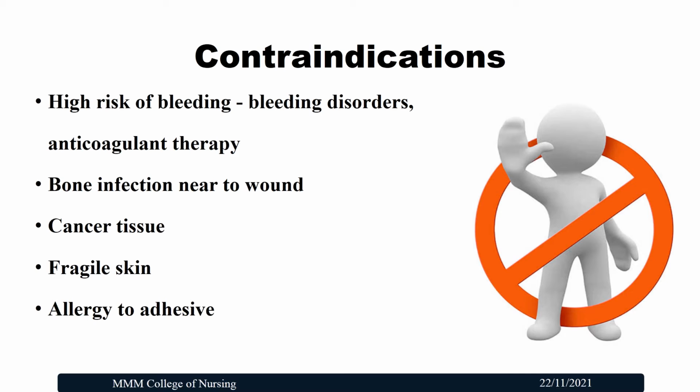Negative pressure wound therapy is not suitable in certain conditions. It is highly contraindicated in patients who have a high risk for bleeding, those who are suffering with bleeding disorders, or those who are on anticoagulant therapy, and bone infections near the wound. If the patient has cancer tissues related to the wound, it should not be applied. Fragile skin, and people who are allergic to any kind of adhesives will also not be suitable for negative pressure wound therapy.